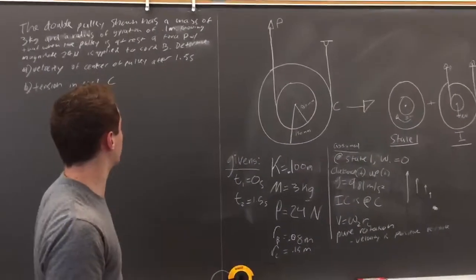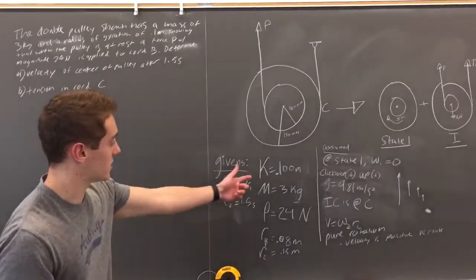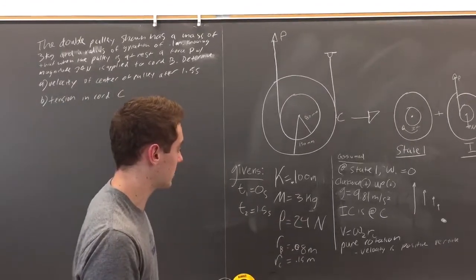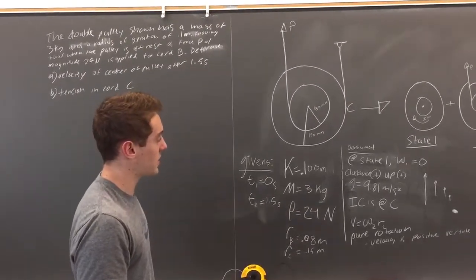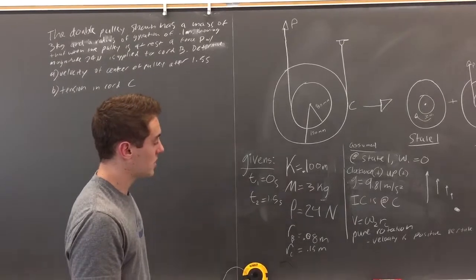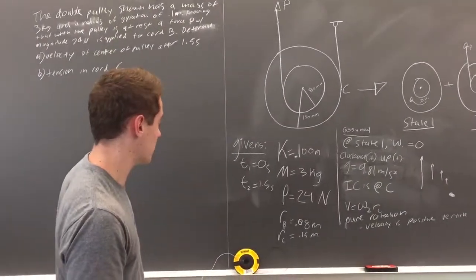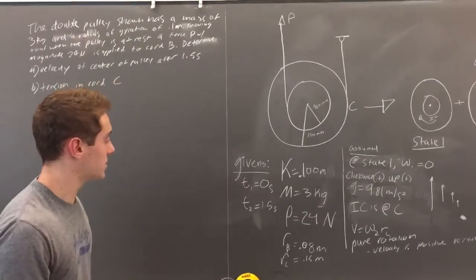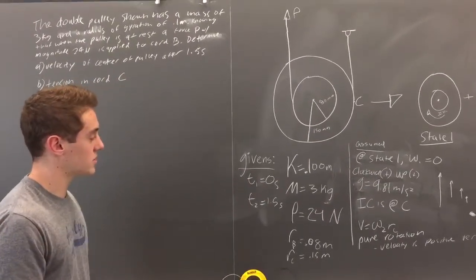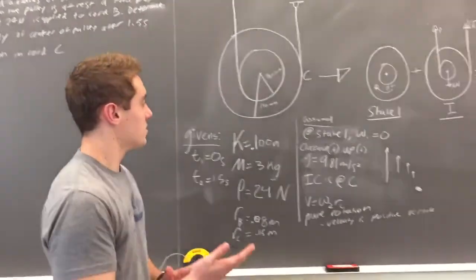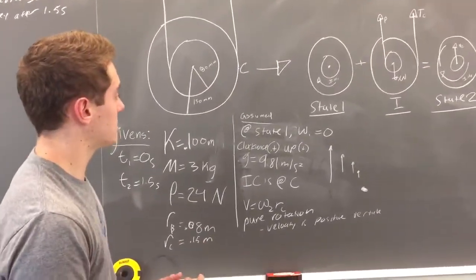So we were given a few things from this problem statement: the radius of gyration is equal to 0.1 meters, the mass is equal to 3 kilograms, the force applied to cord B is 24 newtons, the radius of B is 0.08 meters, and the radius of C is 0.15 meters. We were also able to determine that t1 is equal to 0 seconds and t2 is equal to 1.5 seconds. We were also able to assume a couple of things.